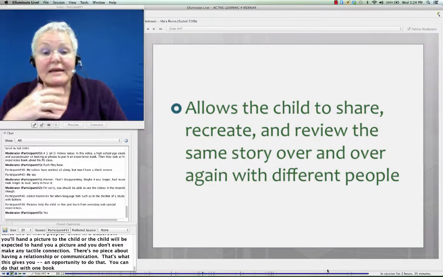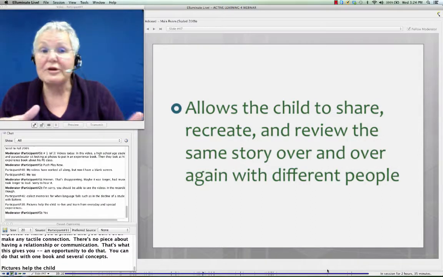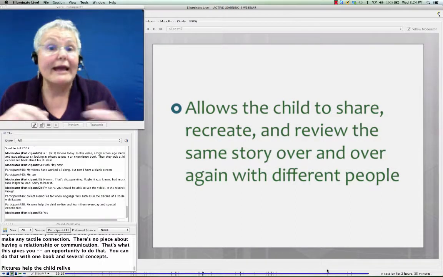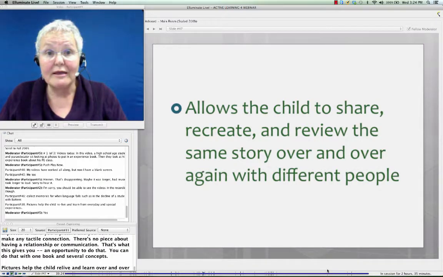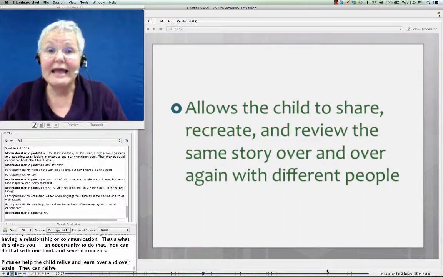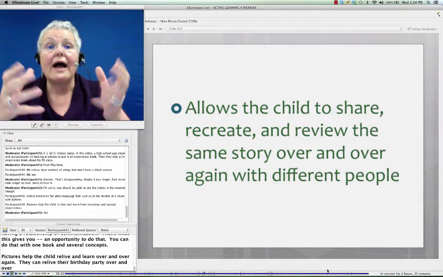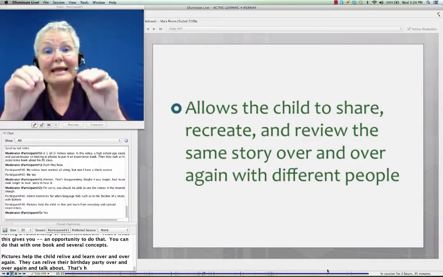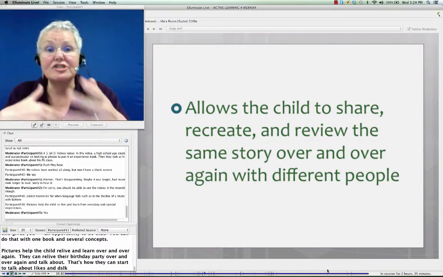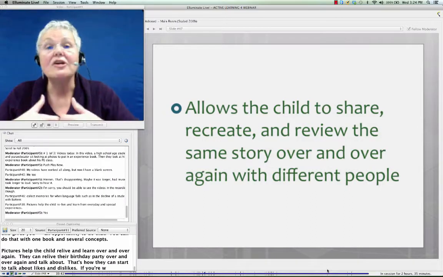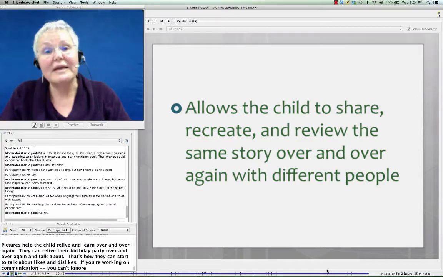Right. Pictures help the child relive and learn from everyday and special experiences. So it could be my birthday party, and I get to relive my birthday party for as long as I want. But we get to talk about it, and that's when the child starts to do something more than here and now. I want, I don't want. That's like right here and now. And when you're working on communication, which this is not a discussion of, but there's no way to ignore communication no matter what you're doing, you want to make sure that that child has an opportunity to become more abstract.